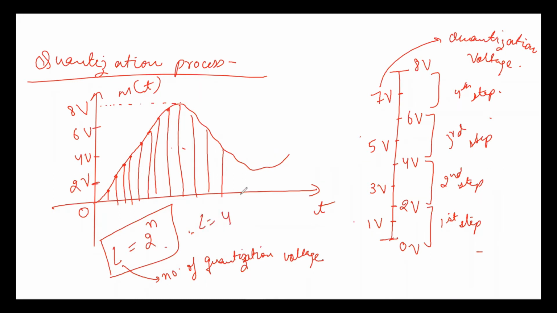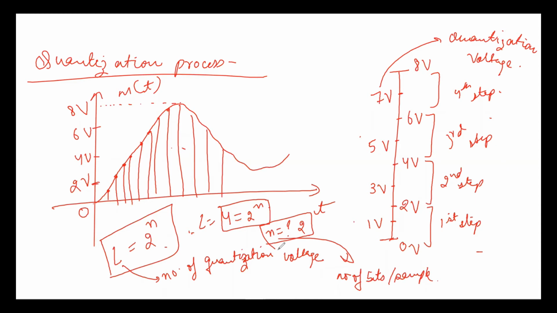If I'm taking L equal to 4, which is equal to 2 to the power n, then from this equation, what will be my value of n? N will be 2. Write down, n is my number of bits per sample. This we use for encoding.